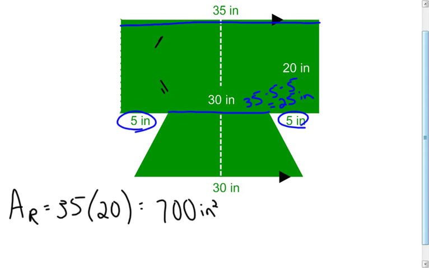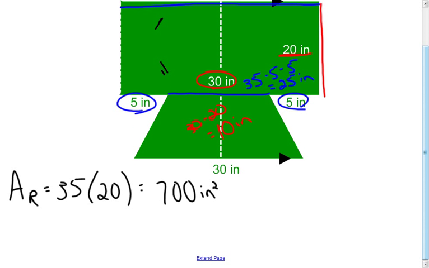Well, I notice the height of the entire figure with the rectangle and the trapezoid together is 30 inches, but this part here is the 20, so if I take the 30 and subtract out the 20, I just found out that the height of my trapezoid is 10 inches. And now I have everything I need to calculate the area of my trapezoid.